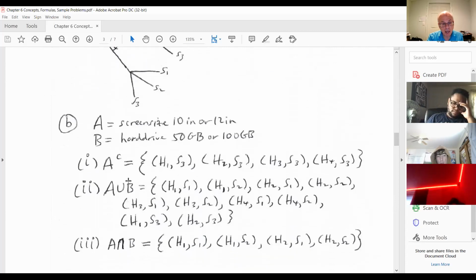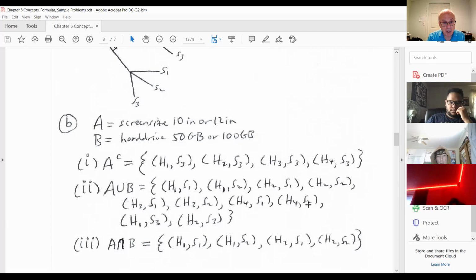Then A union B, A or B. Well, A is screen sizes of 10 inches or 12 inches. B is hard drives of 50 gigs or 100 gigs. So what does A or B mean? It means everything that's in A or B or in both. Now, the best way of doing this is list everything in A first, which is what I did here, which is all the ones that have screen sizes of 10 inches or 12 inches. All right, so I listed them all first, which is all of these up to H4S2.